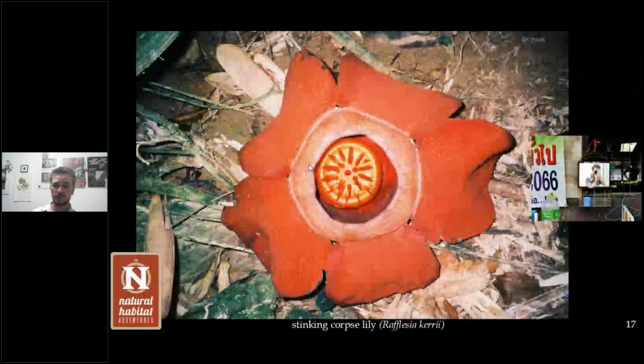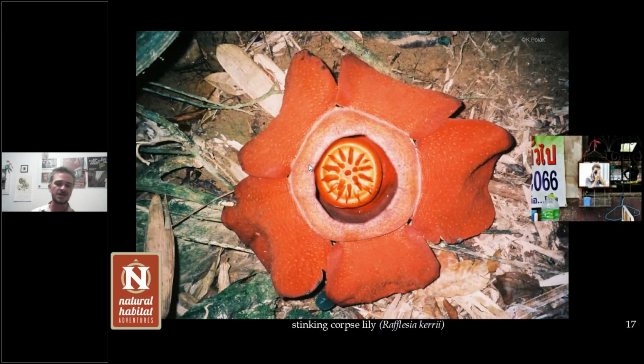We stop in Thailand because we have to search for a shocking and unique organism, the giant Rafflesia, one of the largest flowers in the world. It is found in the rainforest of southern Thailand, but also in peninsular Malaysia.